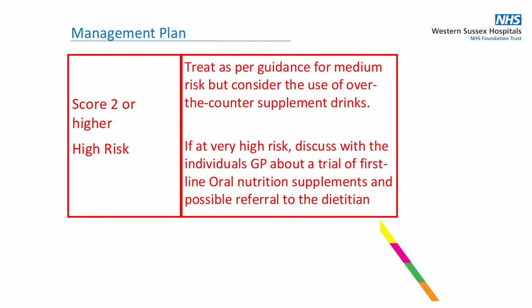A score of 2 indicates that a patient is at high risk of malnutrition. Treat as per the guidance for medium risk, but also consider the use of over-the-counter supplement drinks such as Meritine and Complan. A score of 3 or more indicates very high risk. Discuss with the individual's GP about a trial of first-line oral nutrition supplements and a possible referral to the dietitian.